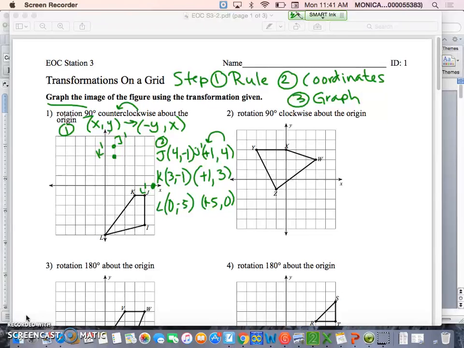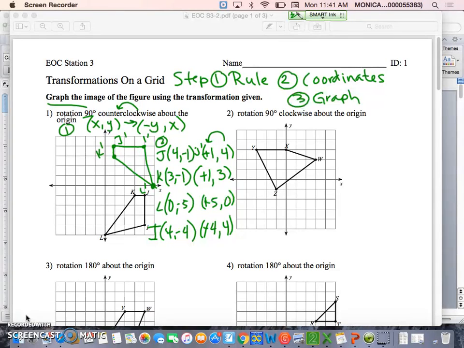And then lastly, I'm going to do i. So i is currently at 4, -4. So the first thing I'm going to do is flip-flop them, and that becomes positive. So it's at 4, 4. So it's here, and then you just connect the dots. And it should look like the same exact figure, except it's just been turned 90 degrees.